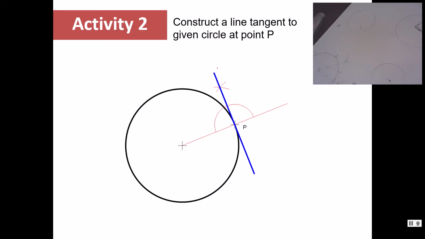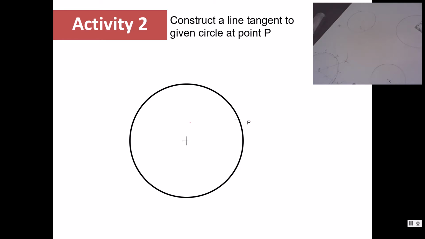So this blue line is the line tangent to the given circle at a point P. Okay, so you are given a circle with a point P here, so you want to find a way on how to draw a line tangent that is going to touch this P. Let's just all watch the video. First of all, you draw a straight line from the center point to the P and then find the midpoint of that line.